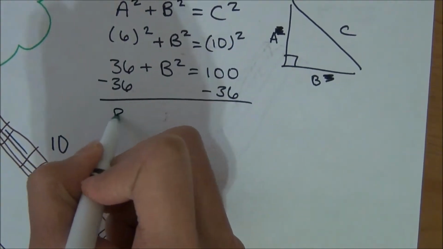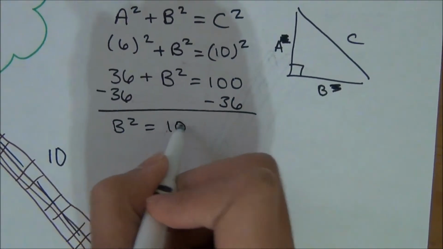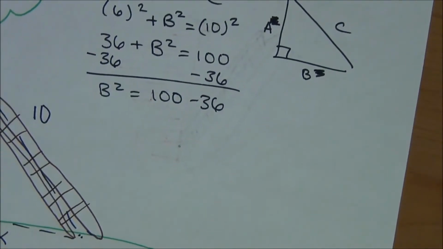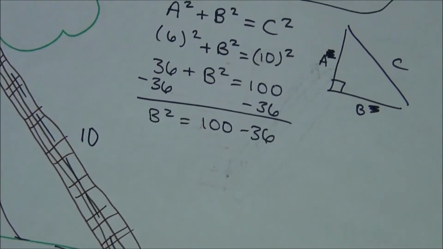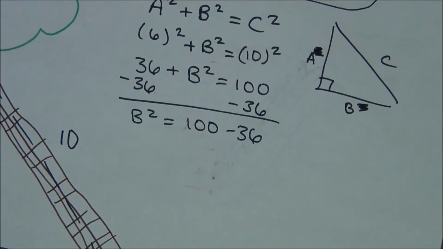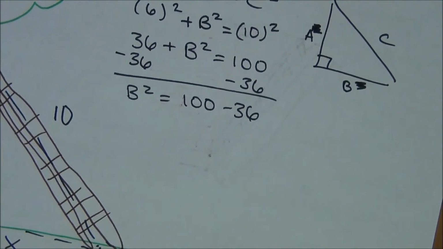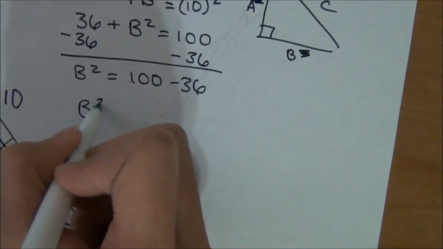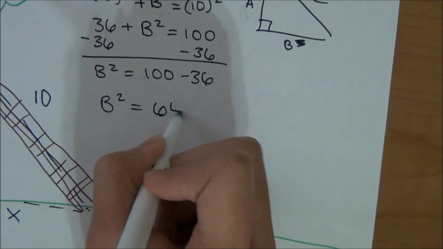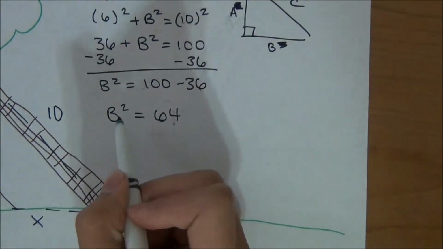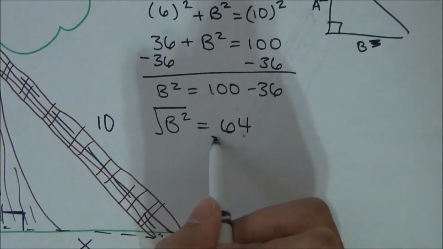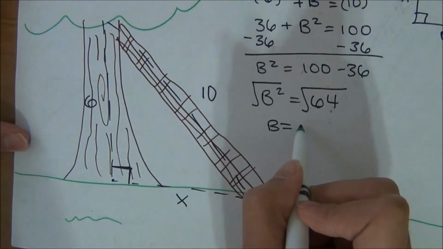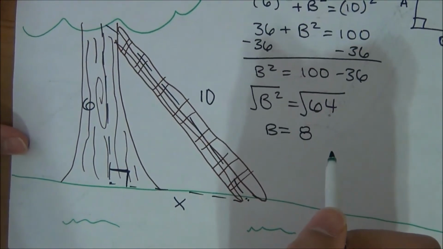So this would be b squared is equal to 100 minus 36, which is 64. So b squared is equal to 64. To get rid of the square, you do the square root. b is equal to the square root of 64, which is 8.